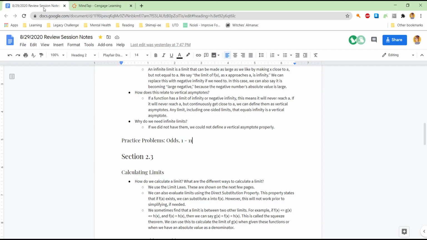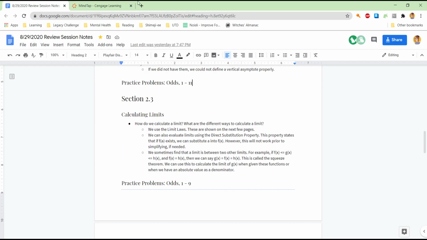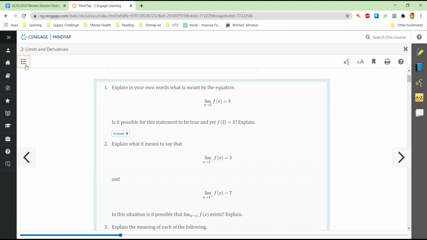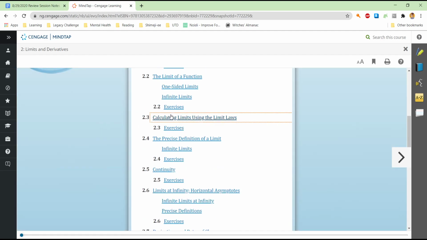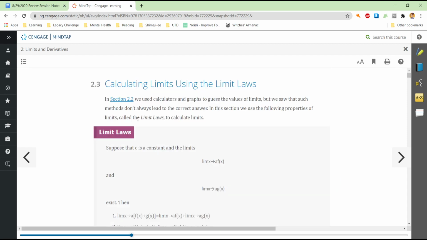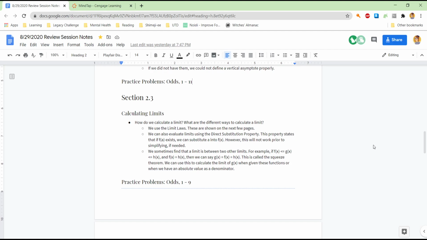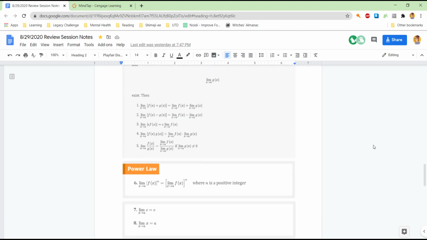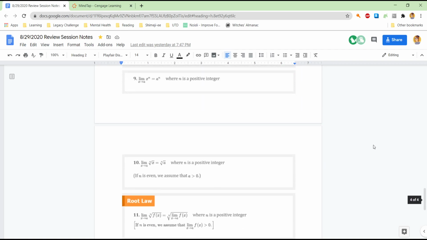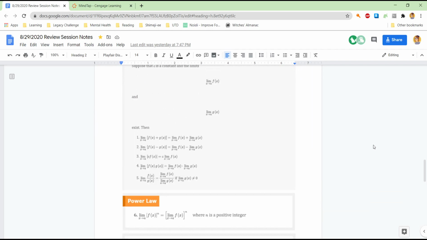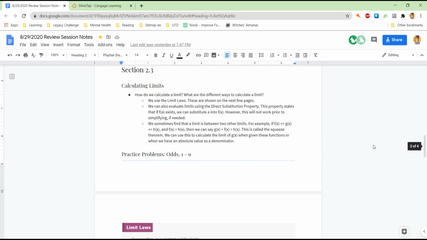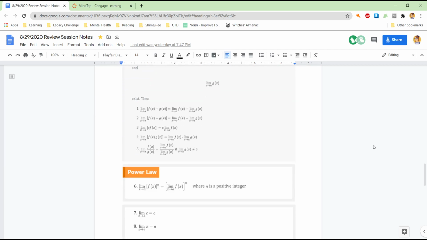All right, so here's 2.3. This is the one that's probably going to trip a lot of people up. So, calculating limits. How do we calculate a limit, and what are the different ways to calculate a limit? First of all, we can use the limit laws. These are shown on the next pages. Something I wanted to point out is that the limit laws are very similar to the laws of logarithms. This is how I remember what they are.